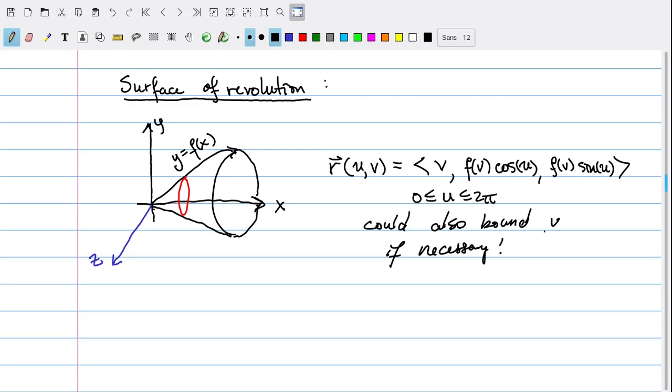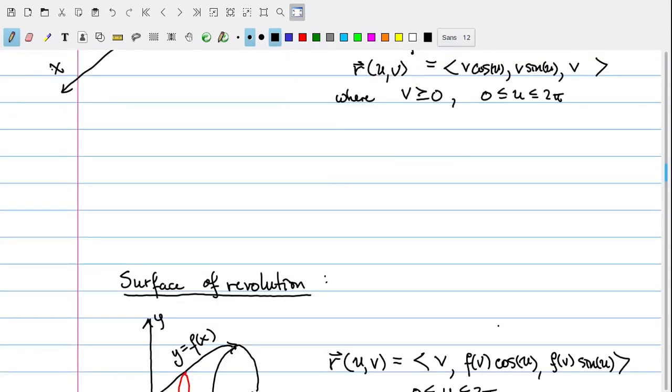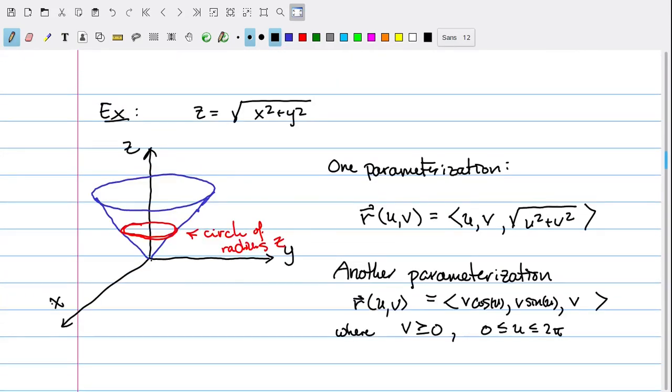And, of course, I could rotate around the y-axis instead, or I could rotate around the z-axis, and the parameterization is going to be a little bit different, but very, very similar. For example, the previous surface was a surface caused by rotating this line here, this straight line which forms the edge in the yz plane, just rotating that around the z-axis.